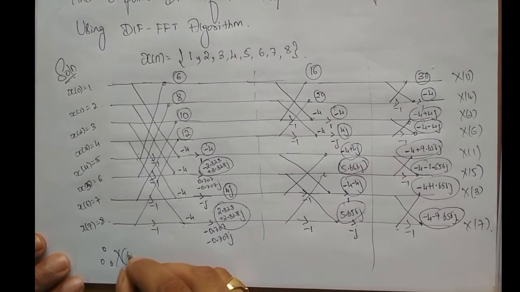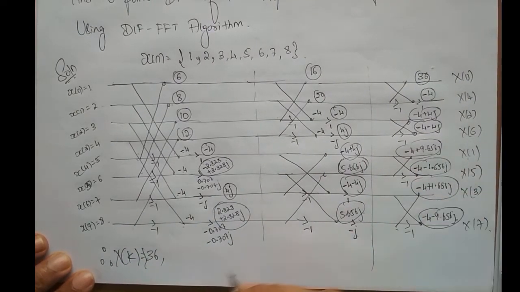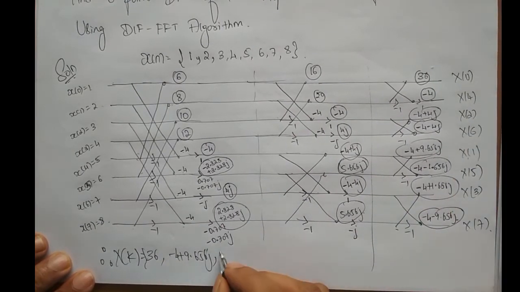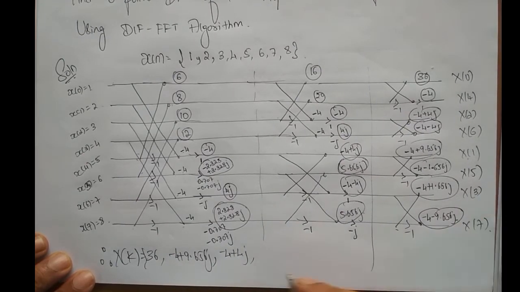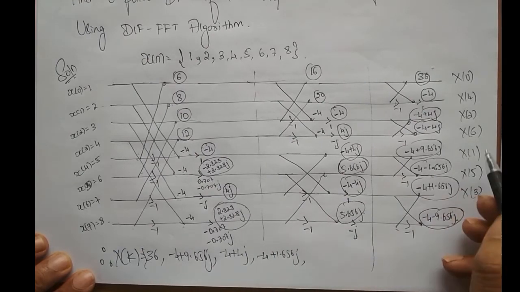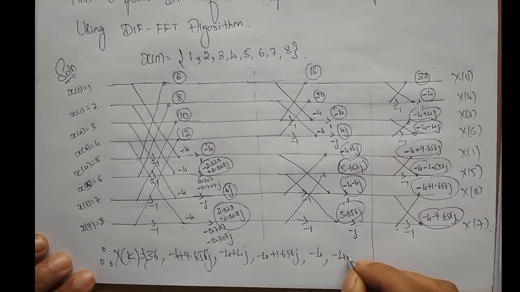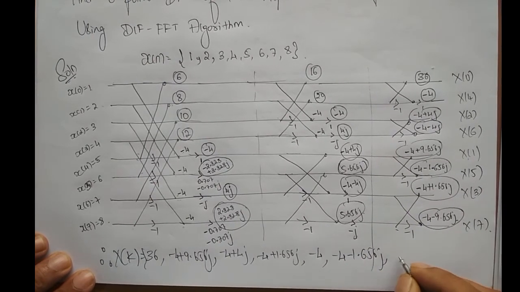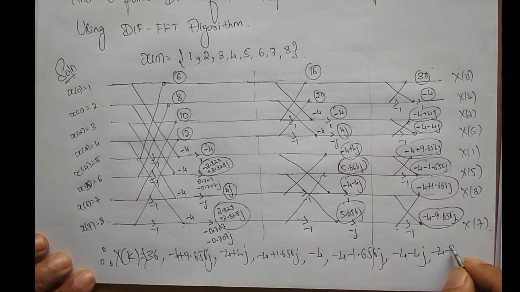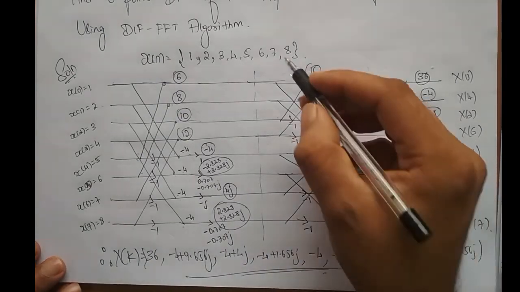So therefore we have x of k is equal to x of 0 value is 36, x of 1 value is minus 4 plus 9.656j, x of 2 value is minus 4 plus 4j, x of 3 value is minus 4 plus 1.656j, x of 4 value is minus 4, x of 5 is minus 4 minus 1.656j, x of 6 value is minus 4 minus 4j, and x of 7 value is minus 4 minus 9.656j. So this is the 8-point DFT of the sequence x of n.